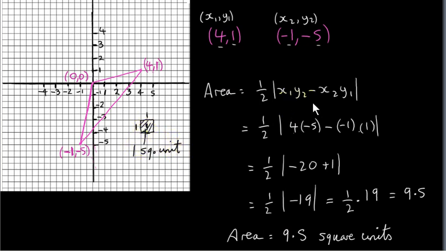Now to help you remember this formula, the subscripts here have the order 1, 2, 2, 1. So it's 1, 2 written backwards. 1, 2 becomes 2, 1. We have to multiply x1 by y2 and then subtract the x2 times y1.